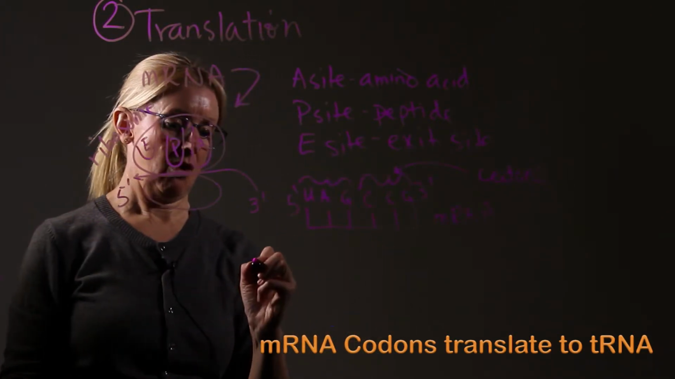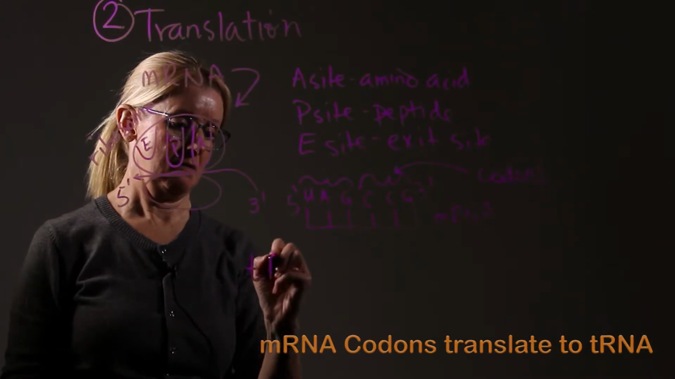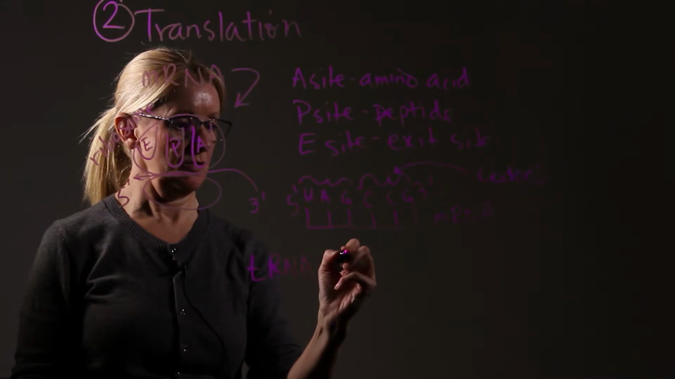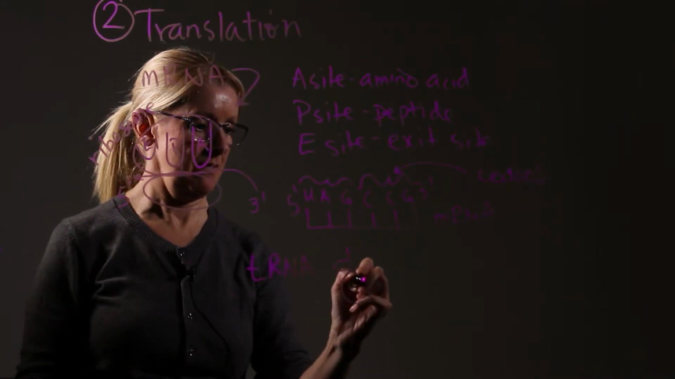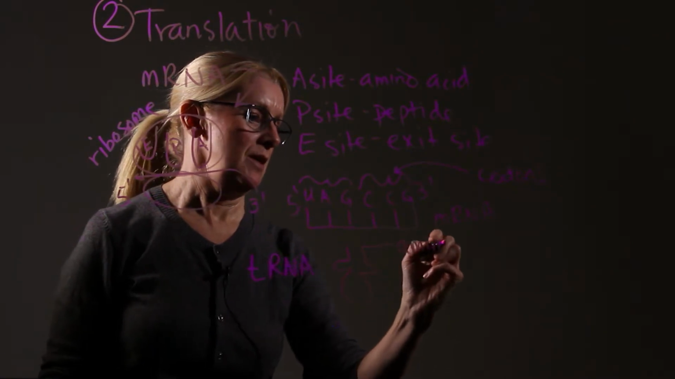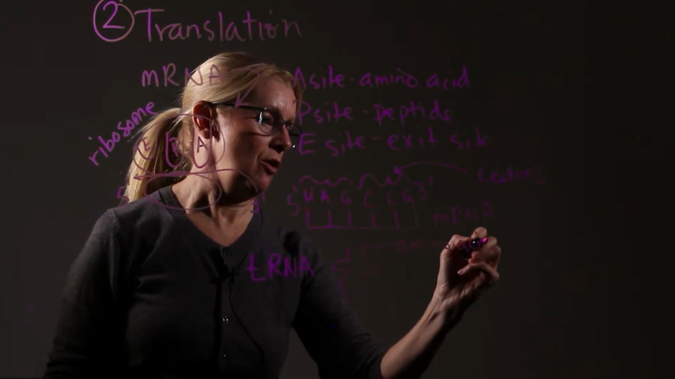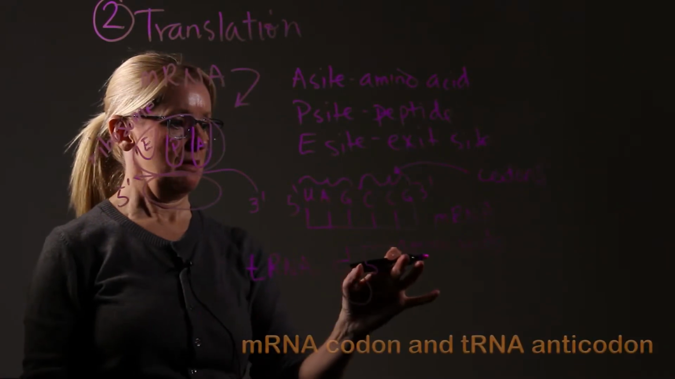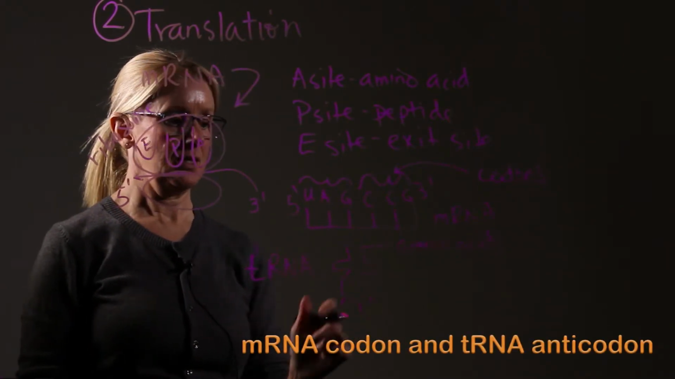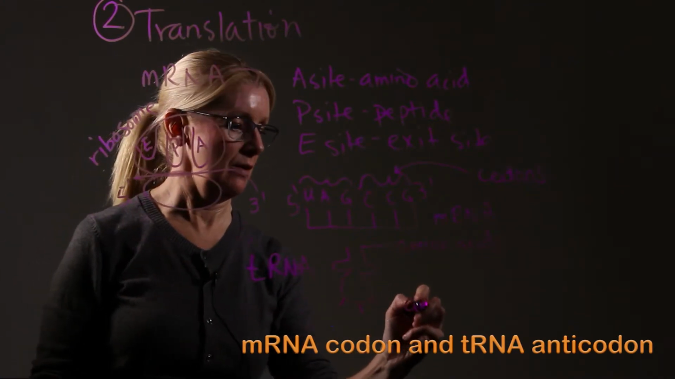And the way that it does that is our last player in this process, our tRNAs. And our tRNAs are a really interesting molecule. I make kind of a funny picture of them, but it seems to work. These are RNAs that are folded in a way that they have at the bottom of them a place where they can have an anticodon.